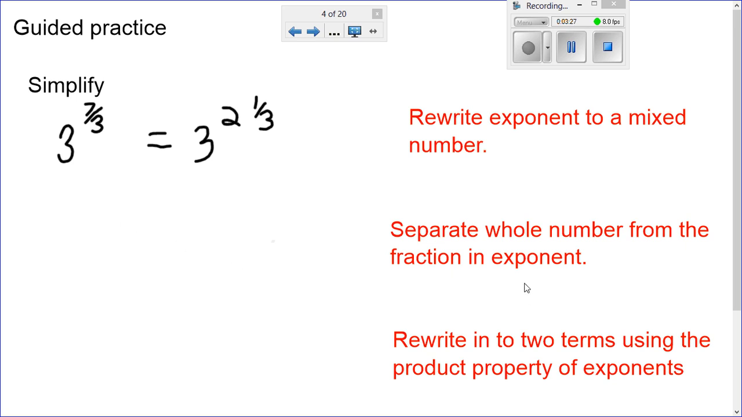Okay, the next thing I want you to do is separate the whole number from the fractional exponent. And remember, if you need more time, to pause the video. Okay, separating 2 from 1/3 is simply 3 to the power of the separation, 2 plus 1/3.